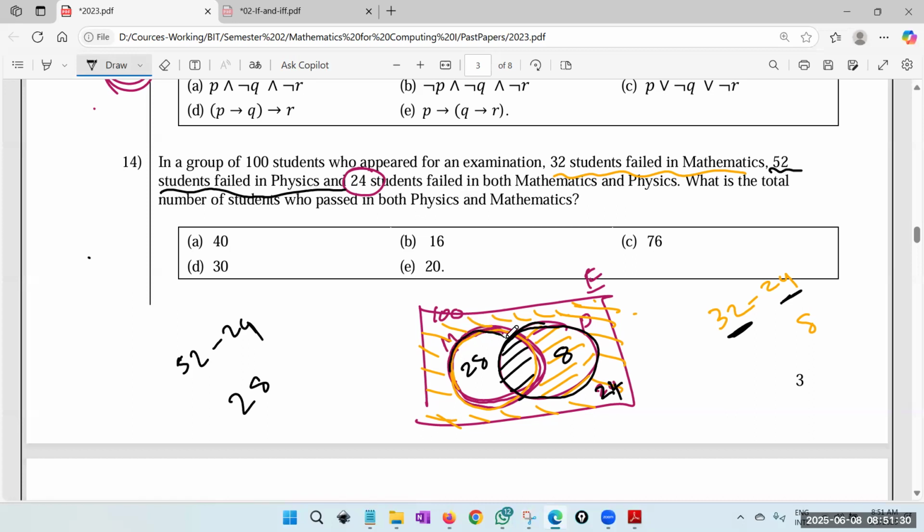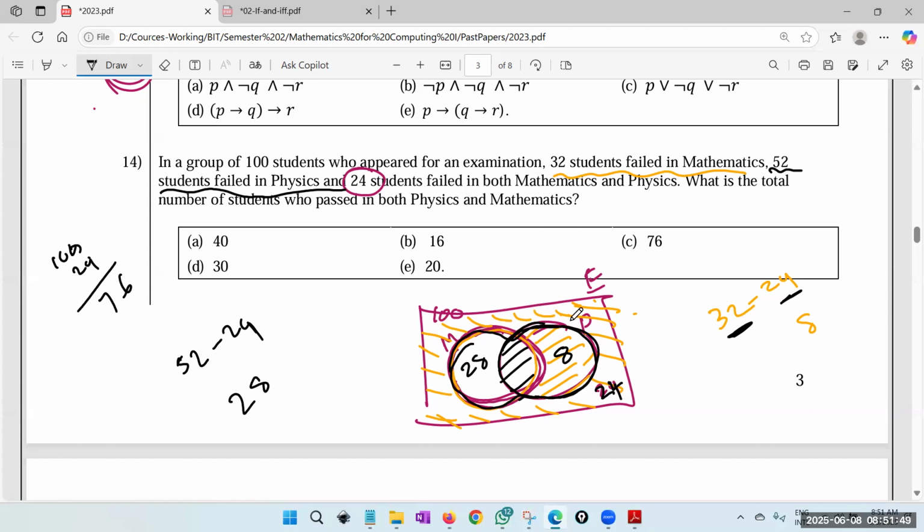So in this union you must have 100 minus 24. 10 minus 4 is 6, 9 minus 2 is 7. 76. Okay.